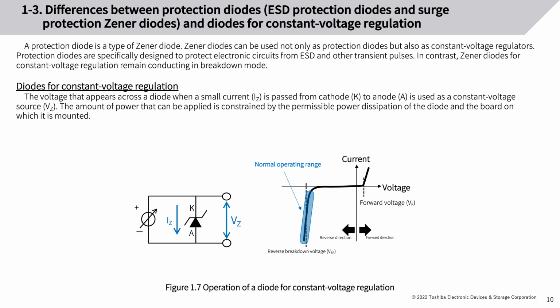Diodes for constant voltage regulation. The voltage that appears across a diode when a small current, IZ, is passed from cathode, K, to anode, A, is used as a constant voltage source, VZ. The amount of power that can be applied is constrained by the permissible power dissipation of the diode and the board on which it is mounted.